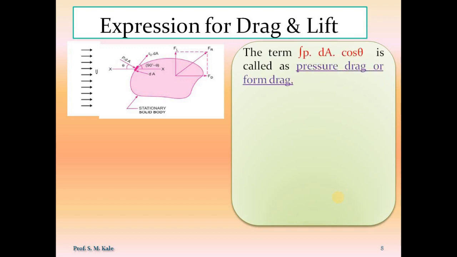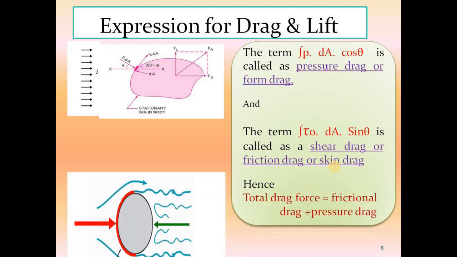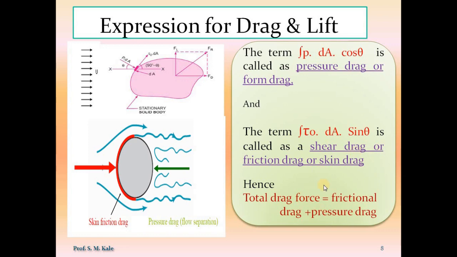So the term integration of PdA cos theta is called the pressure drag, also called the form drag, and the other term, integration of tau 0 dA sin theta, is called the shear drag, also called the friction drag or skin drag. Now to understand the terms pressure drag or form drag, and shear drag or skin drag or friction drag, we will consider one object.